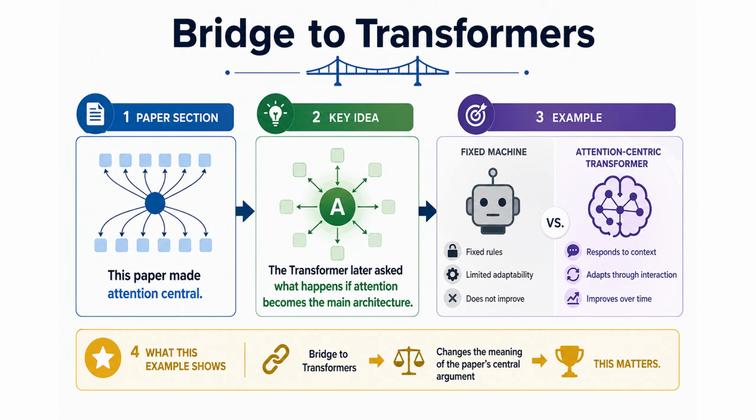Bridge to transformers. This paper made attention central. The transformer later asked what happens if attention becomes the main architecture. For example, bridge to transformers matters when we compare a fixed machine to one that can adapt, respond, and improve through interaction. What this example shows is how bridge to transformers changes the meaning of the paper's central argument. This matters because it helps explain why this paper became one of the foundation stones of AI history. Once that is clear, we can pull the full paper together and see why its historical impact lasted.